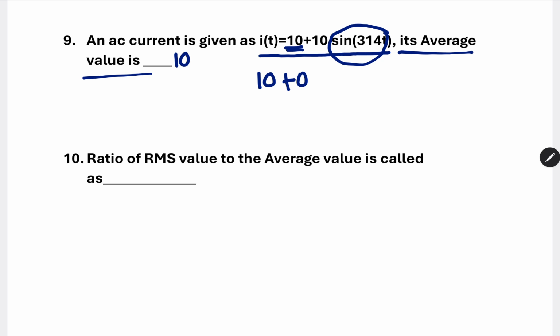10. Let us say if you want to calculate the RMS value, in case of RMS value we have to use this formula: the constant part squared, plus Vm by root 2. Let us say this is Vm sin omega t, so Vm by root 2 becomes 10 by root 2 whole square. In this manner, we will calculate the RMS value.